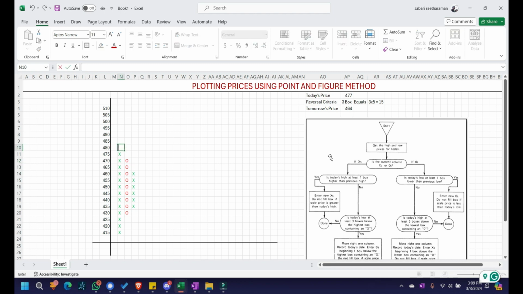I've just given a flow chart here on how to decide or draw a point and figure chart. It's a painless process. We already have the techniques and tools for that. But in case you are interested, of course, I have the notes attached in the description section of this video. Please download the notes and go over this flow chart, which clearly explains how to plot the point and figure chart.